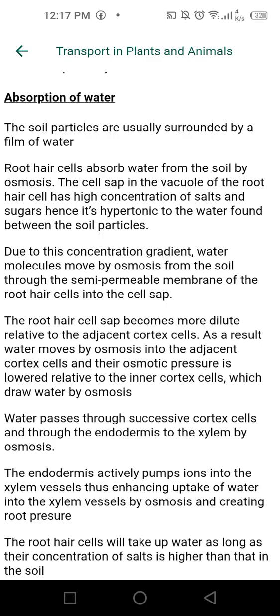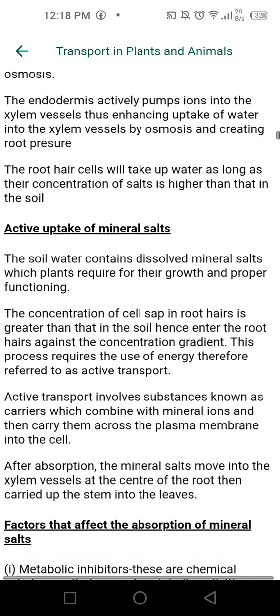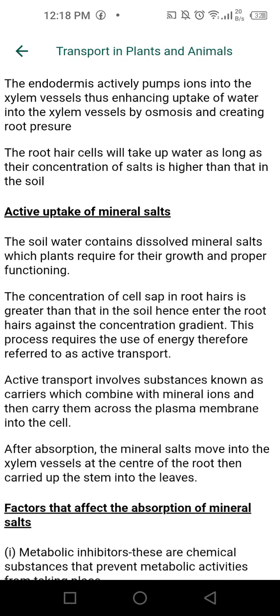The root hair cell sap becomes more dilute relative to the adjacent cortex cells. As a result, water moves by osmosis into the adjacent cortex cells and their osmotic pressure is lowered relative to the inner cortex cells, which draw water by osmosis. Water passes through successive cortex cells and through the endodermis to the xylem by osmosis. The endodermis actively pumps ions into the xylem vessels, thus enhancing uptake of water into the xylem vessels by osmosis and creating root pressure. The root hair cells will take up water as long as their concentration of salts is higher than that in the soil.